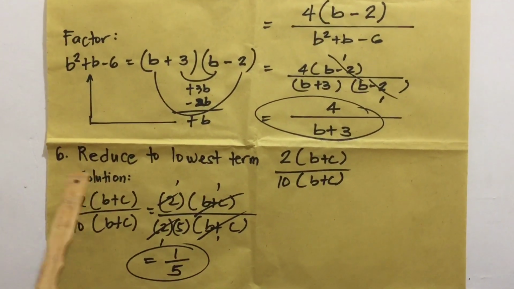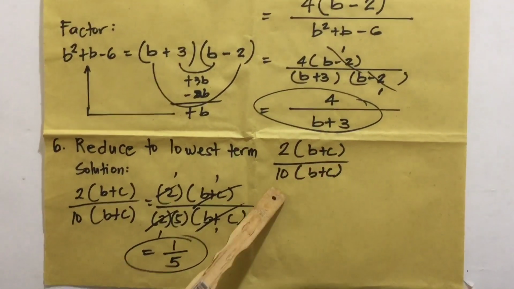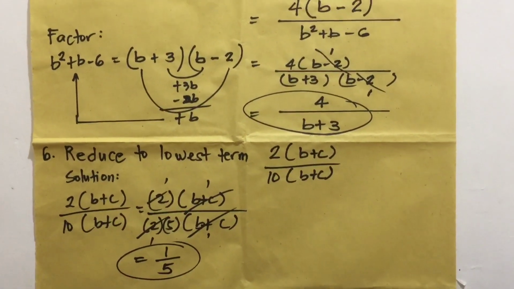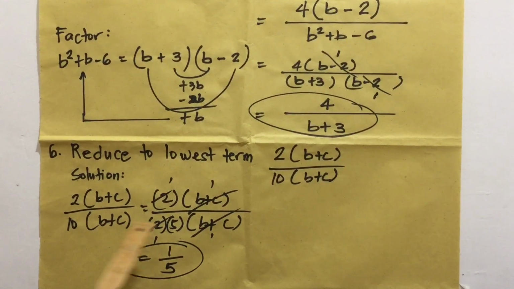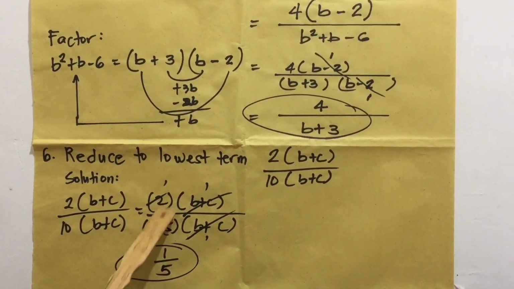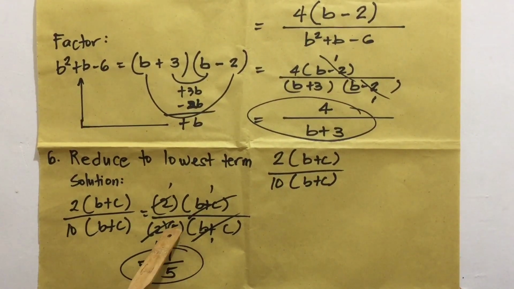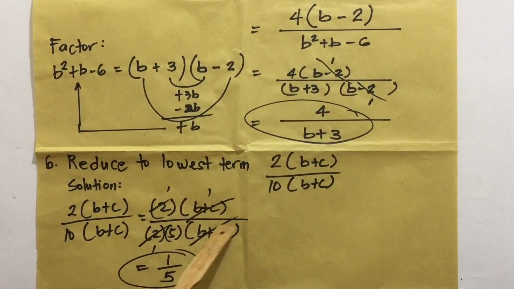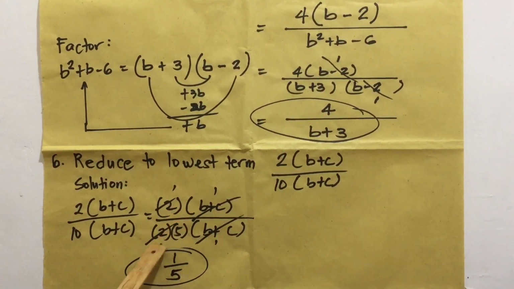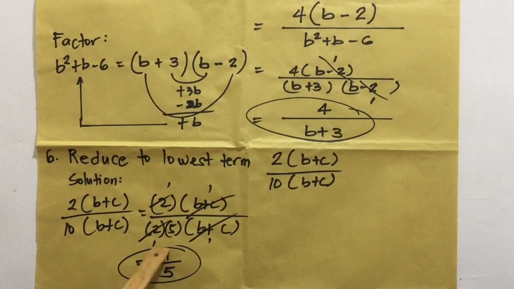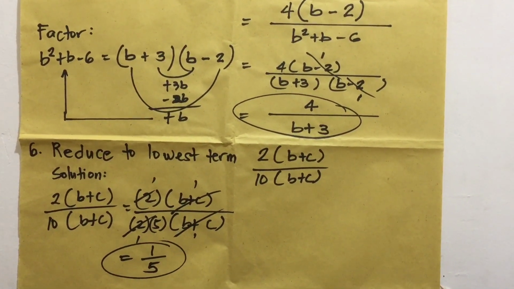Next, number 6. Reduce to the lowest term the given: 2 times (b + c) over 10 times (b + c). For our solution, we copy the question and we factor now. 2b times (b + c), and the factors of 10 are 2 and 5. 2 is common here, and (b + c) is common, so we cancel those. 1, 1, 2 and 1, 2 canceled. 1 times 1 equals 1, and 1 times 5 equals 5. So the lowest term now is 1 over 5.